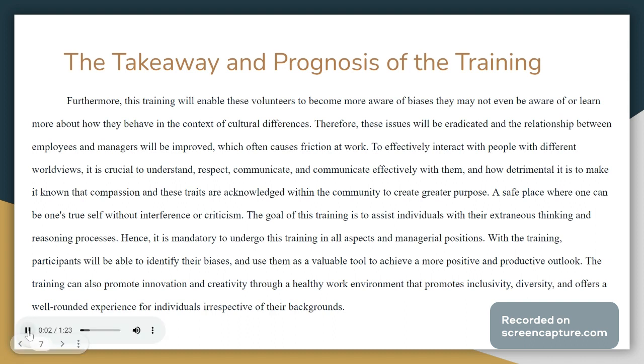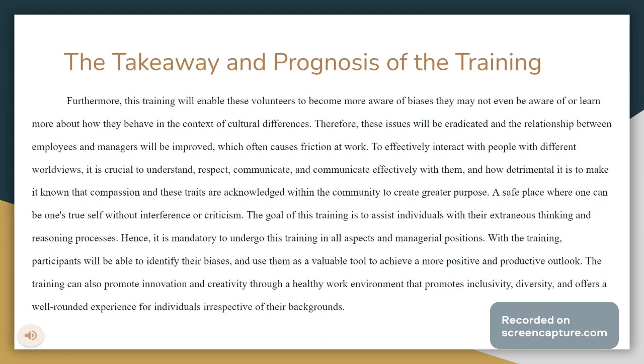The takeaway and prognosis of the training. Furthermore, the training will enable these volunteers to become more aware of biases they may not even be aware of, or learn more about how they can behave in the context of cultural differences. Therefore, these issues will be eradicated and the relationship between employees and managers will be improved, which often causes friction at work.